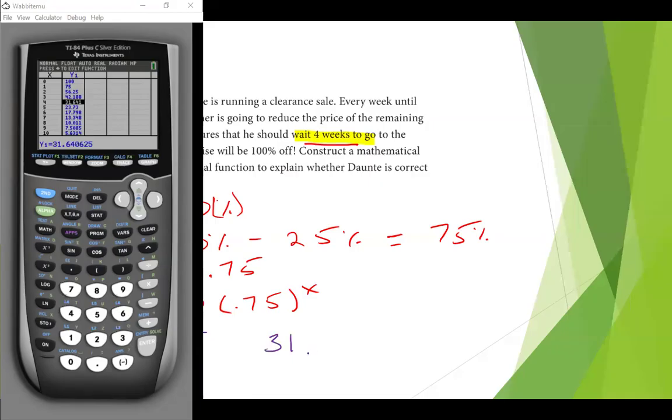So on week 4, it's 31.6%. Not correct, Dante. Okay. So instead, he is saving. So this is how much it's off, how much they're left.